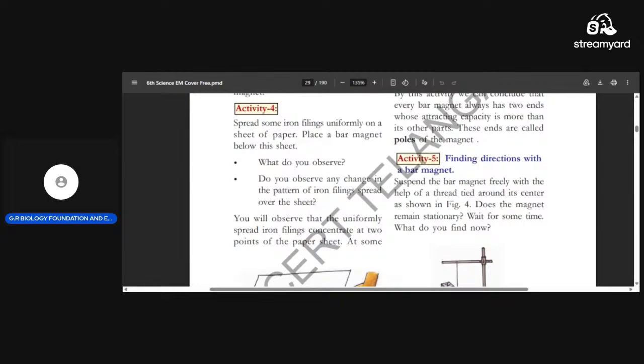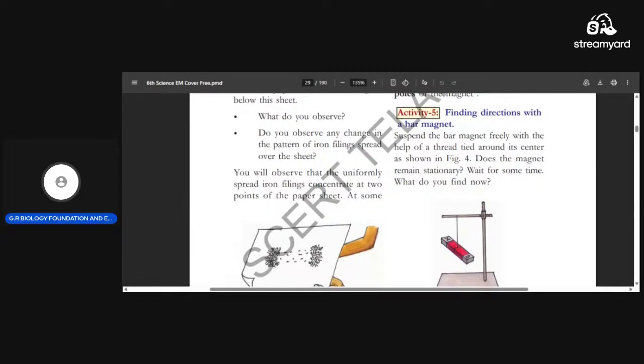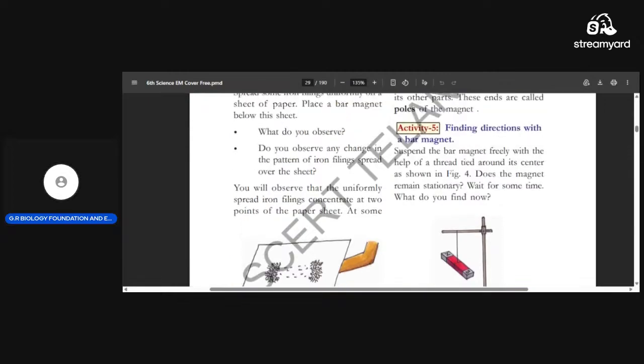Do you observe any change in the pattern of iron filings spread over the sheet? Yes, we observe that. In the picture, at both edges there are more iron filings than the middle. You will observe that the uniformly spread iron filings concentrate at two points of the paper sheet. The two points are the bar magnet poles.